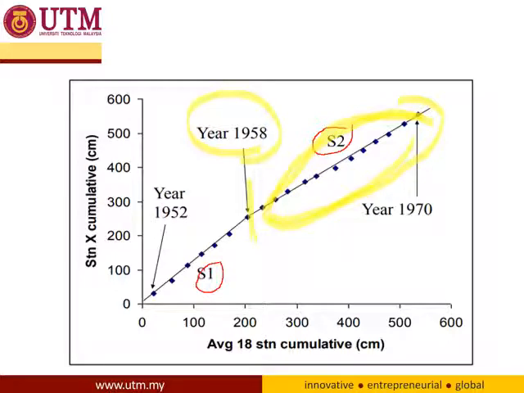So we need to change the slope. This S2, we need to make it into S1. You understand? We need to make this slope become S1, similar to the previous years before 1958. So that is how we correct the rainfall data.